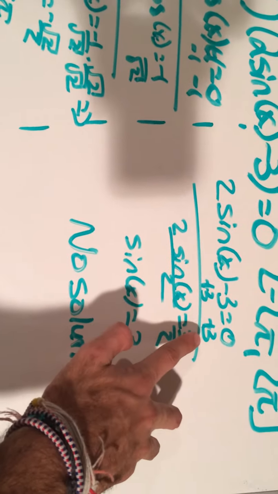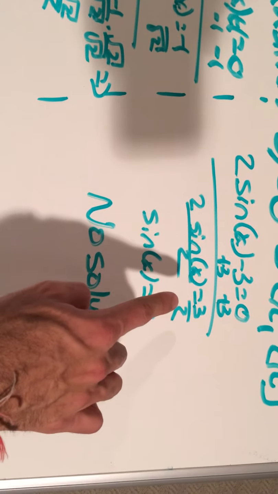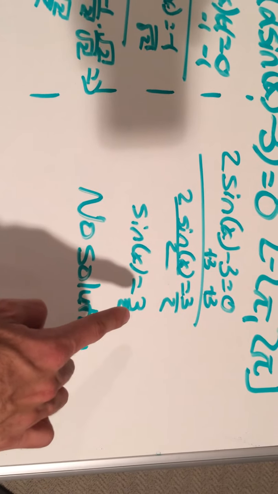And now we go to the third piece. 2 sine of x minus 3 equals 0. Add 3 to both sides. 2 sine of x equals 3. Divide both sides by 2. Sine of x equals 3 over 2.